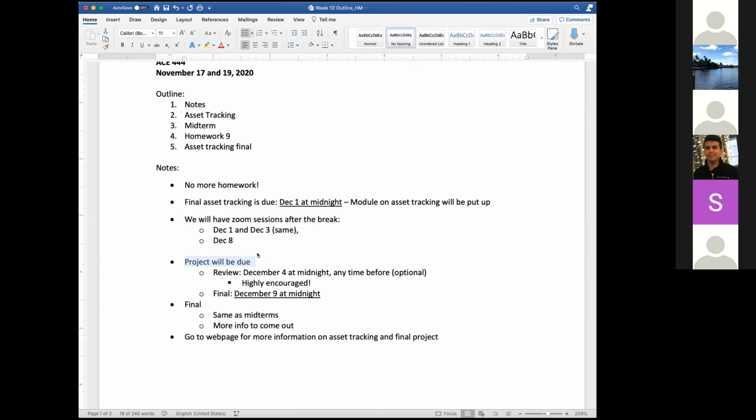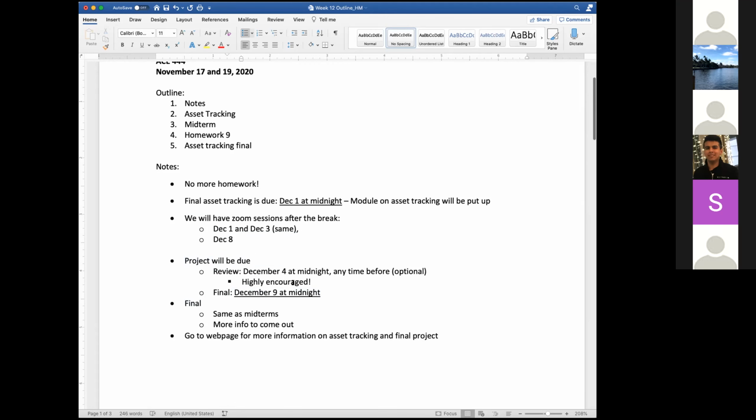We've already mentioned this, but the final project will be due December 9th at midnight. Again, I am going to be putting up a handout or an example of a completed project, and you already have the instructions, so that should give you some pretty good ideas about what to do. We will talk about the project in a number of these Zoom sessions coming up, and there will be modules up there as well. If you want a review, put your project up there. I will review it and provide you comments, and if you get it to me by December 4th, then the final project will be due December 9th.